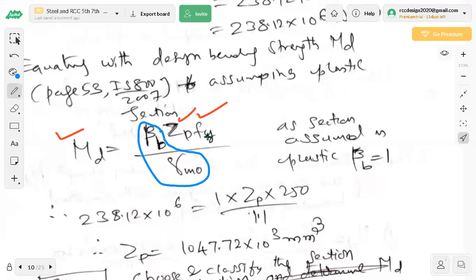So I cannot use sigma, I cannot use Fy directly. I have to divide this by some partial safety factor. Because Fy is not available at the site. There are so many problems at the site: there may be material imperfection, the center line may be slightly off, there may be errors in workmanship, mistakes may be there, and site conditions may not be good.